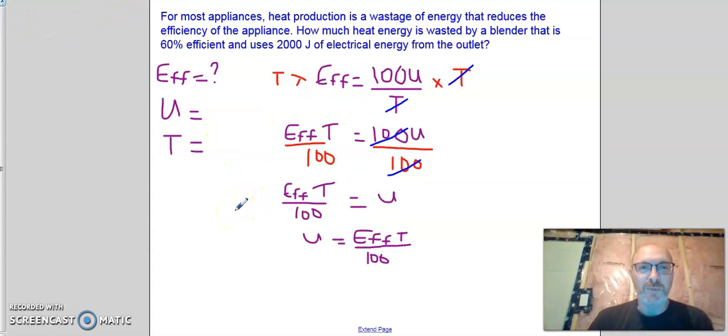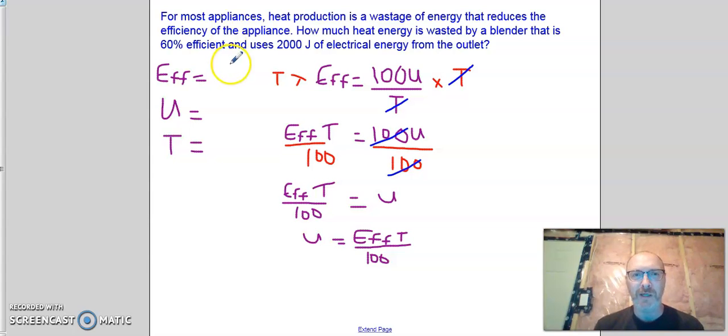It says, for most appliances, heat production is a wastage of energy that reduces the efficiency of the appliance. How much energy is wasted by a blender that is 60% efficient and uses 2,000 joules of electrical energy from the outlet? Okay, so again, you're asked for how much energy is wasted. In order to figure out wasted, you have to know both the total and the useful. So let's continue here.